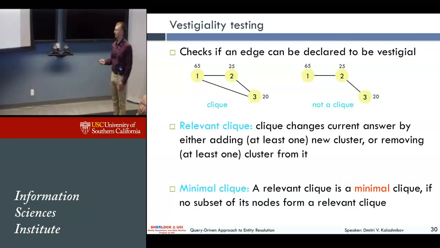Then we define the notions of a relevant clique and a minimal clique. What is a relevant clique? If you find in your graph a clique that can change your current answer, by either adding a new entity or deleting an entity from the current answer, this is called a relevant clique. A relevant clique is called a minimal clique if no subset of its nodes forms a relevant clique.